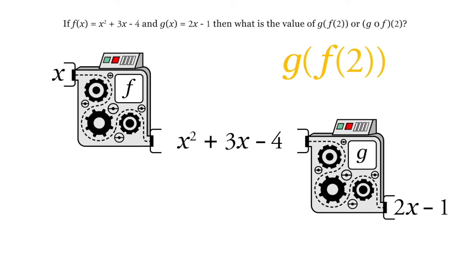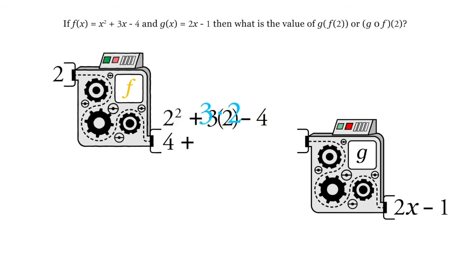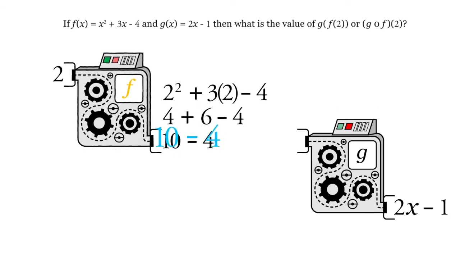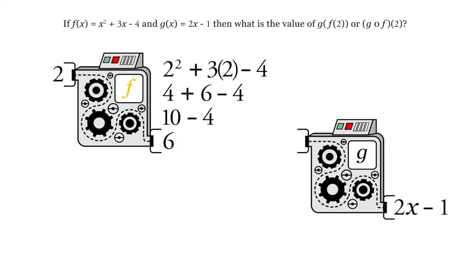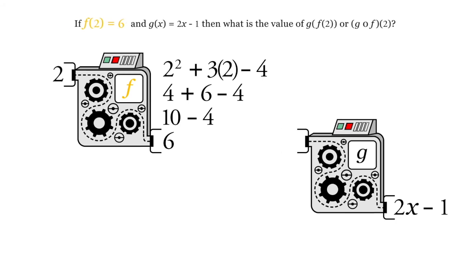So we'll start by putting 2 in the machine, and it's going to spit out whatever 2 squared plus 3 times 2 minus 4 is. So 2 squared is 4, and then we can add 6 to that. That gives us 10. And we're going to subtract 4 from that, and that's going to bring us back down to 6. So what's going to spit out for f of 2 is just plain old 6. So we put 2 in, and we got 6 out.